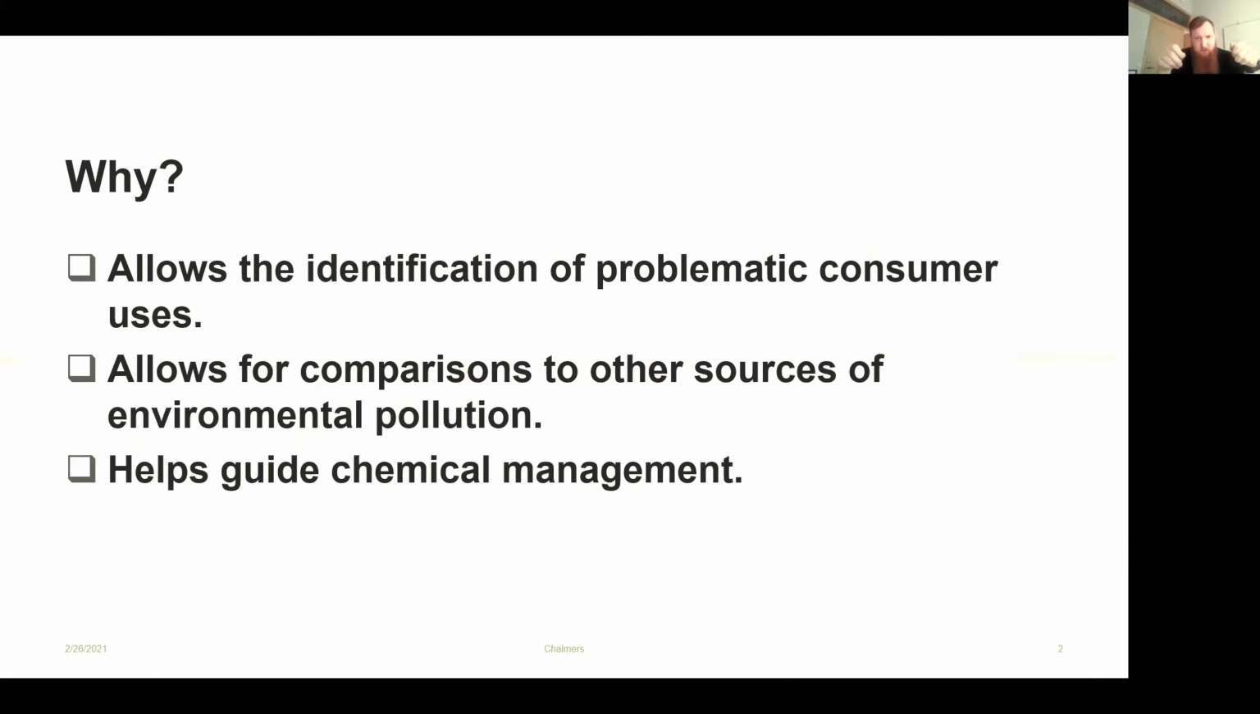And the end goal here is, of course, that this will allow us to help guide chemical management, making sure that we can spend our resources on those activities where we believe that it has the greatest effect.